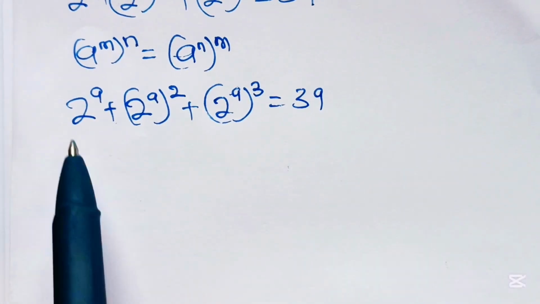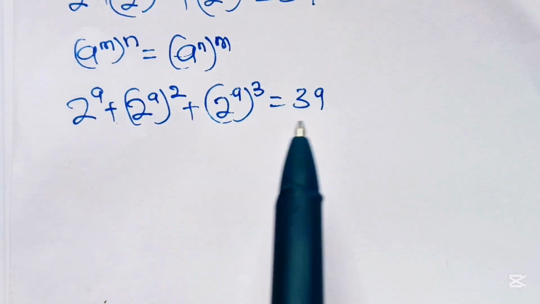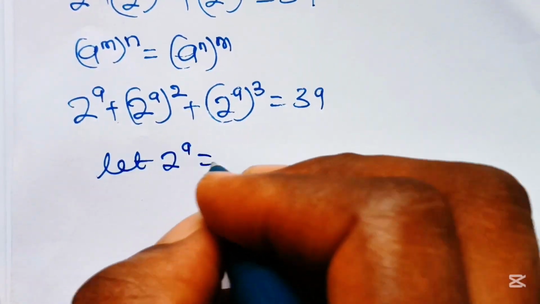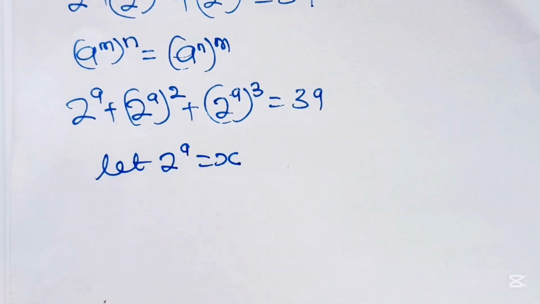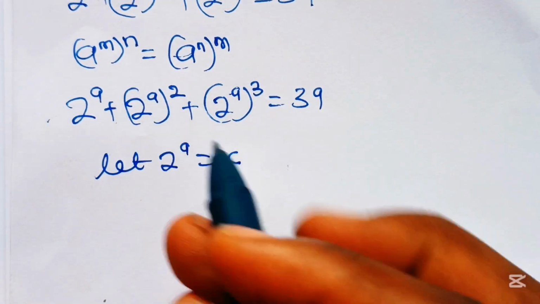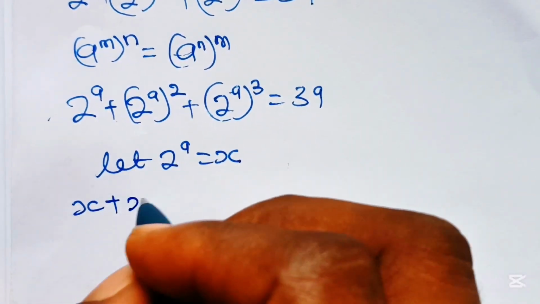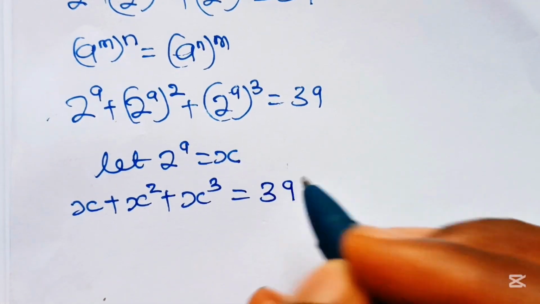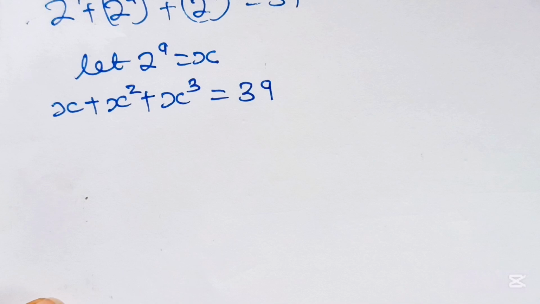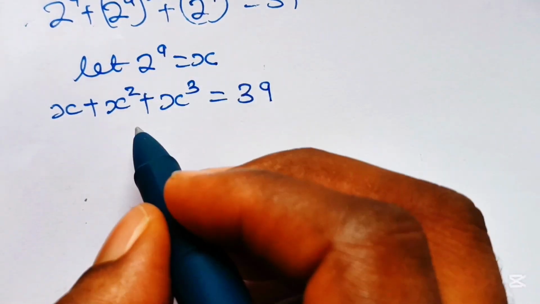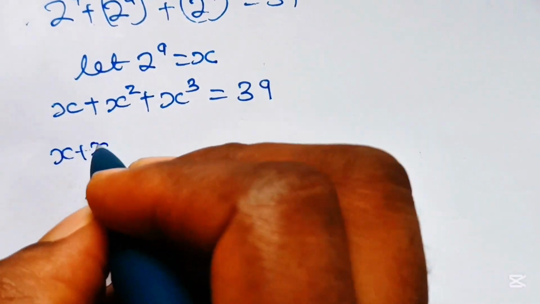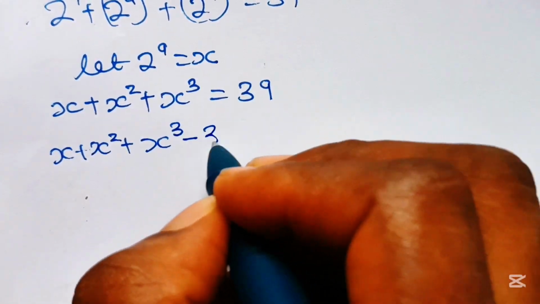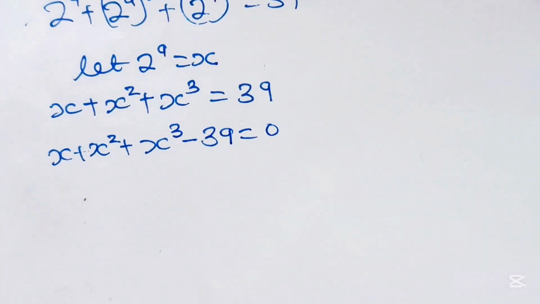Okay, now we have 2 to the power of a plus 2 to the power of a. Like 2 to the power of a is everywhere. So we can say let 2 to the power of a be equal to x. Now let's substitute. If we substitute into this, we are going to have x plus x squared plus x to the power of 3 is equal to 39. Now let's bring this in. We have x plus x squared plus x to the power of 3 minus 39 is equal to 0.